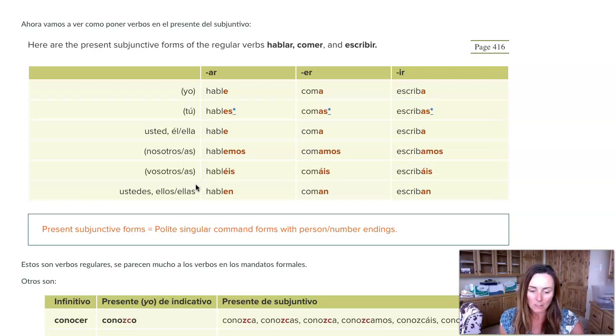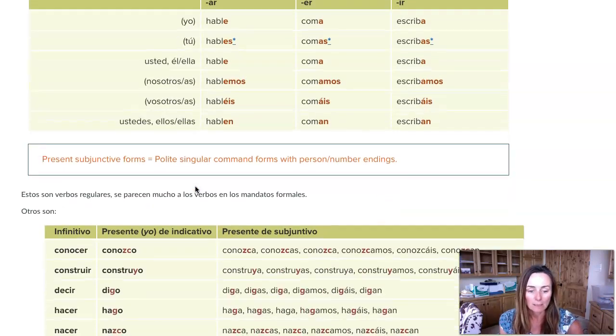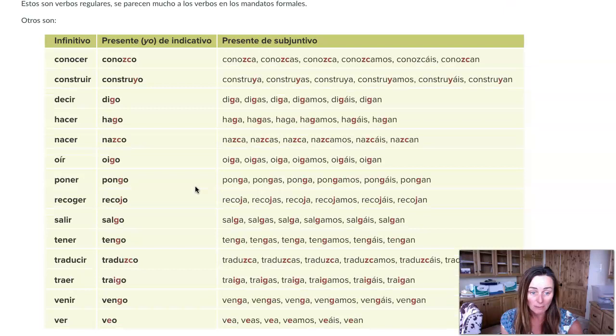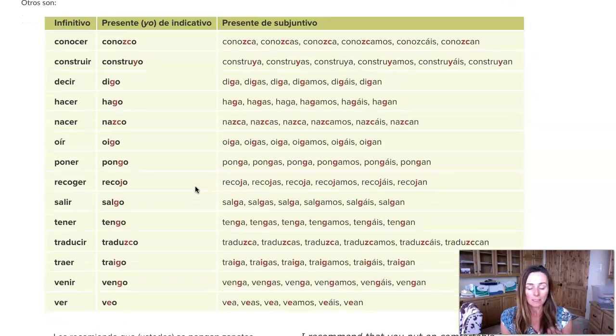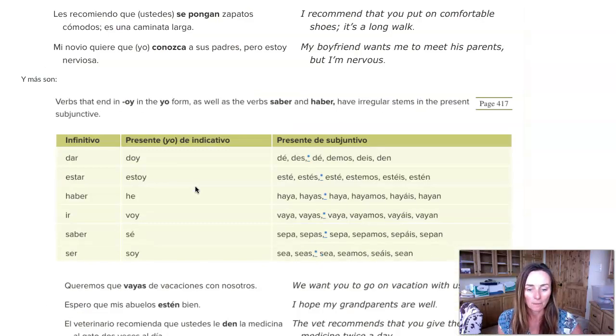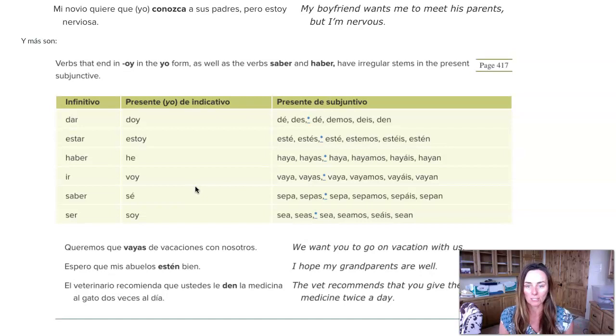Bien. As you remember with formal commands, there are a lot of irregulars. So any verb that has an irregular yo is going to have an irregular conjugation in the subjunctive. Bien? So again, conocer is an ER verb. The ending switches to A, so it's conozca, conozcas, conozca. Construyo, right? The ending changes, construya. Diga, haga, so you can see all the ones with irregular yos. As we scroll down, you're going to see these you just have to memorize.